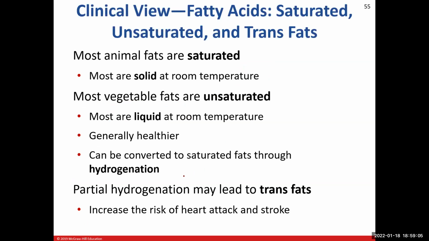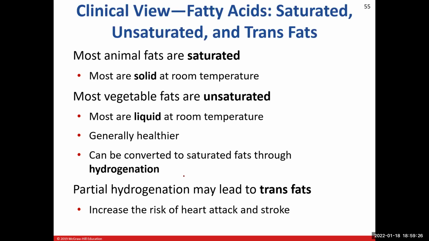Okay. So when we're looking at fats, just to throw a little bit of a clinical view at you, you've probably heard of saturated, unsaturated, and trans fats. Trans fats have been pretty much outlawed in areas of New York State. Literally in New York City, I believe they've outlawed all the trans fats. This was many years ago.